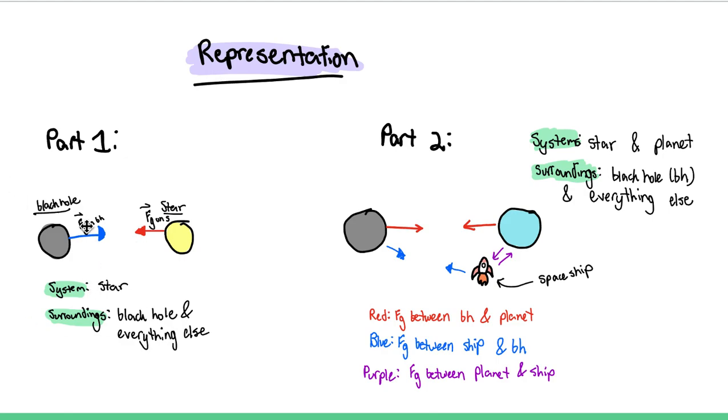So this was part 1, where the black hole and star had gravitational force on each other. The system was the star and the surroundings were the black hole and everything else. This was part 2, where the spaceship and the black hole and the star all had gravitational forces. The systems were the star and the planet, and the surroundings were the black hole and everything else.